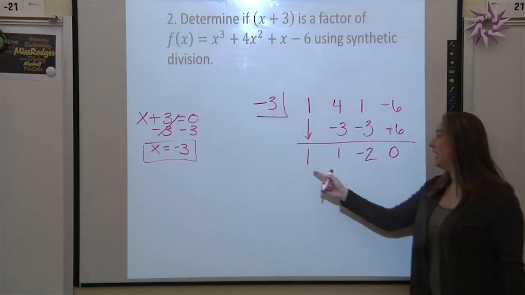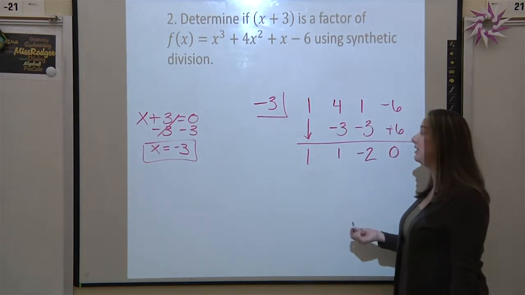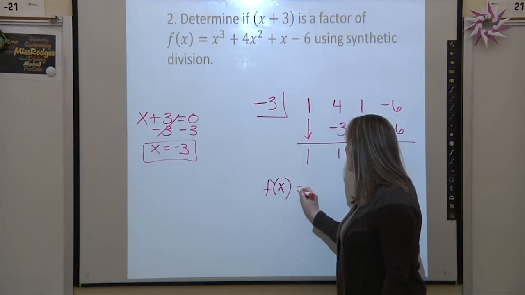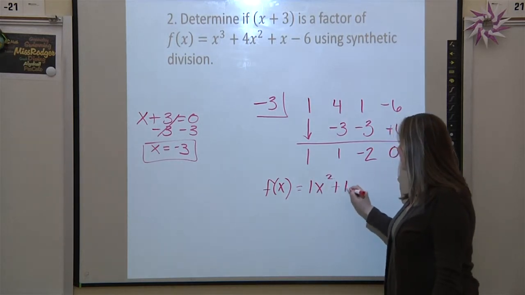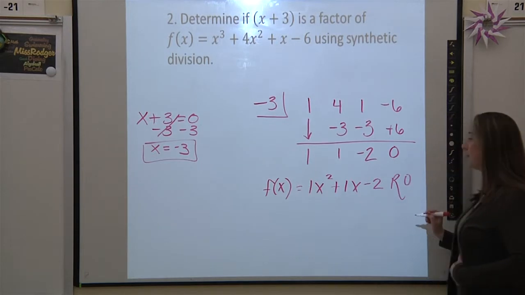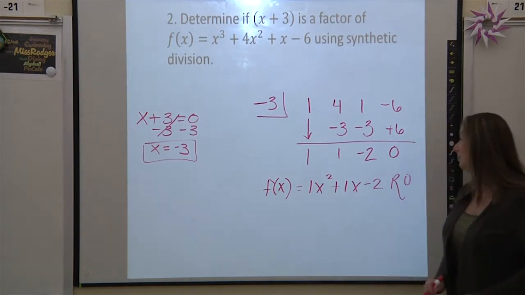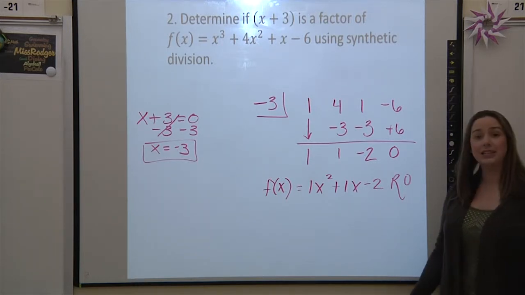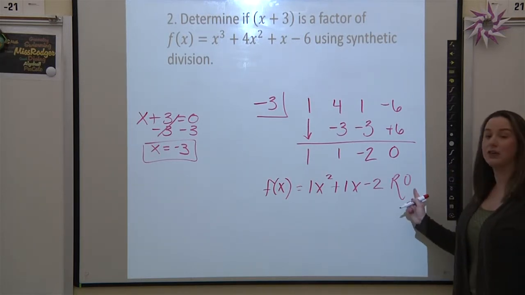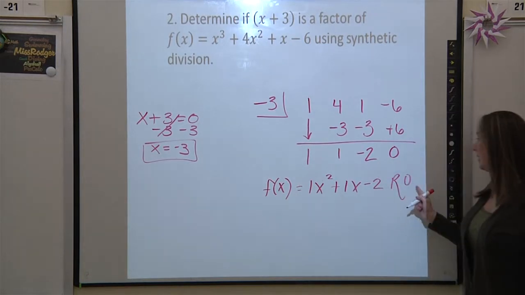So what I make of this is I need to now write this as a polynomial. I'm going to go 1 degree less from the highest power. We start with a cubic, so my result is going to be a quadratic, and each of these terms goes with the next power. So this is going to be 1x squared plus 1x minus 2, remainder 0. This is my answer. If I did polynomial long division, I would get the same result, x squared plus x minus 2, remainder 0. So now the question is: is x plus 3 a factor of f of x equals x cubed plus 4x squared plus x minus 6? Yes, it is a factor, because our remainder is 0. So -3 is a root, and x plus 3 is a factor because we got a remainder of 0.